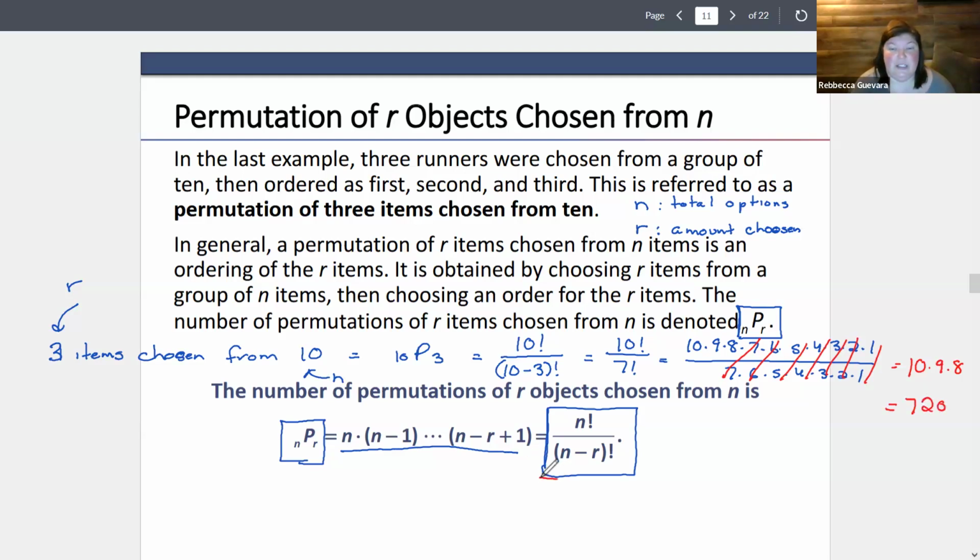So this formula is going to cause that same thing to happen. If I want 3 items out of 10, this guarantees that I'm only left with 3 places to look at. So I'm ordering 3.